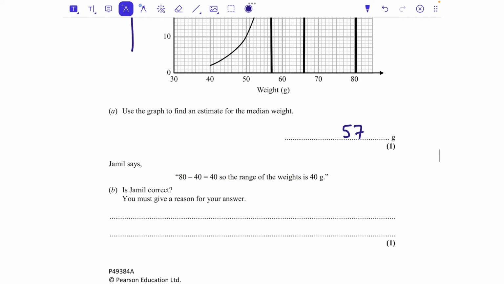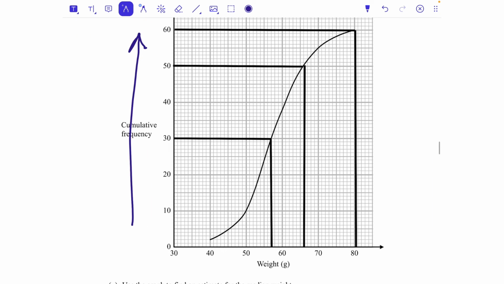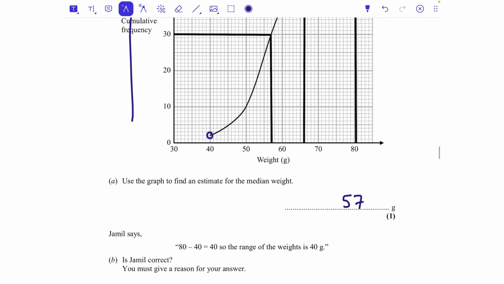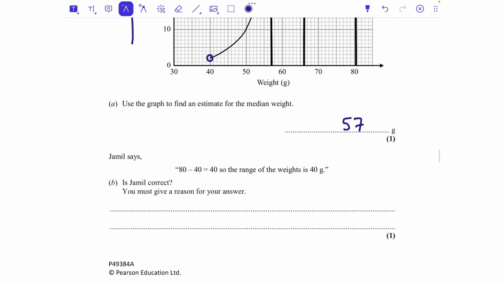Jamil says 80 take away 40 is 40, so the range of the weights is 40. Is Jamil correct? You must give a reason for your answer. So no, he isn't correct. We don't know that the biggest potato was at 80, and we don't know that the smallest potato was at 40. With a cumulative frequency graph, you plot at the top of the category, so it's likely that we're plotting this for all of the potatoes that are between 30 and 40, and we don't really know between 70 and 80 where it's fallen as well for the categories, or if that even was the category. So because we don't have the original data, we don't know.